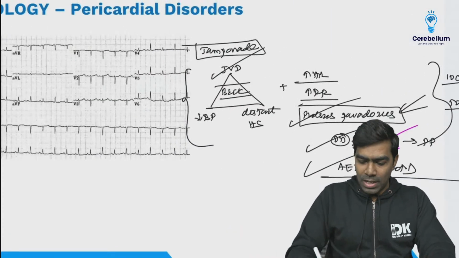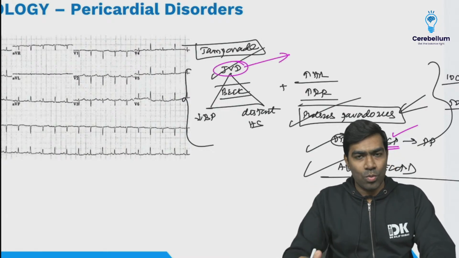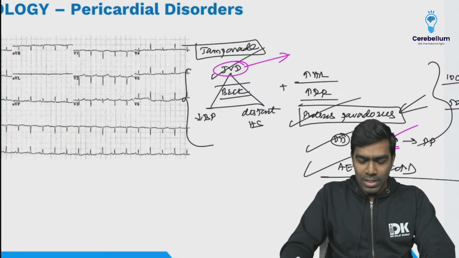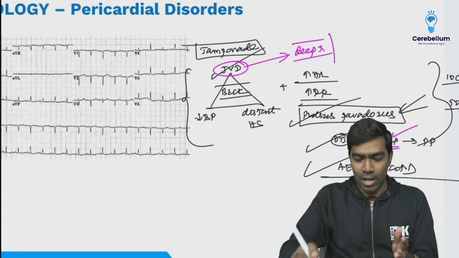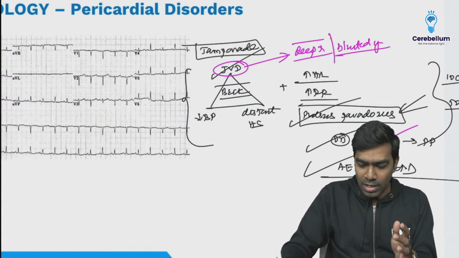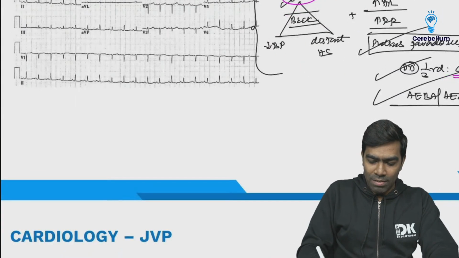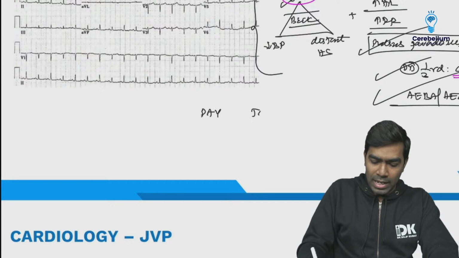And what is the typical JVP pattern that you see? Jugular venous distension is common. What is the wave pattern? You're going to see a deep X descent, or a prominent X descent, and a blunted Y descent. I'll repeat, deep X descent with blunted Y descent. It's a characteristic feature of tamponade. That is why we have a famous mnemonic called PATAX.